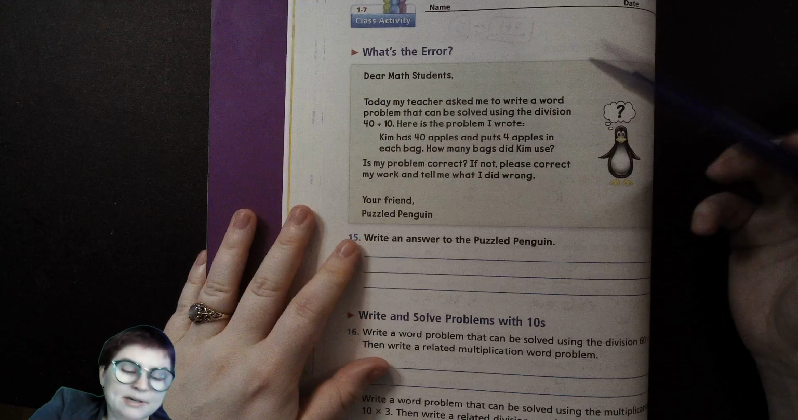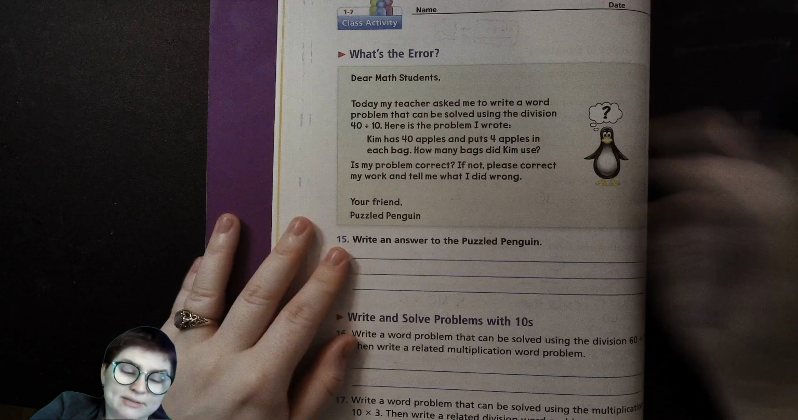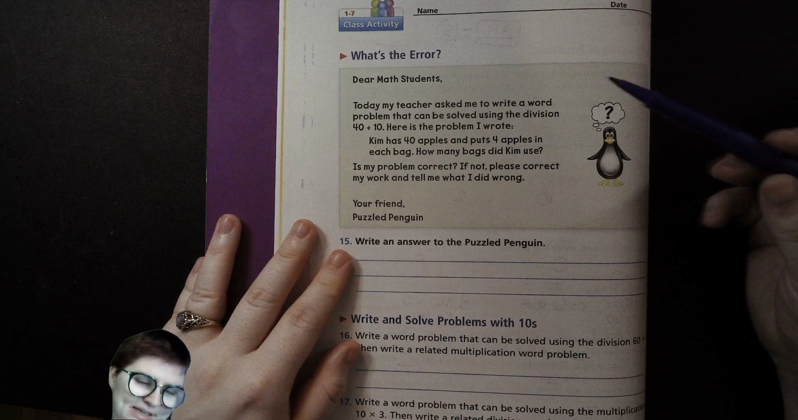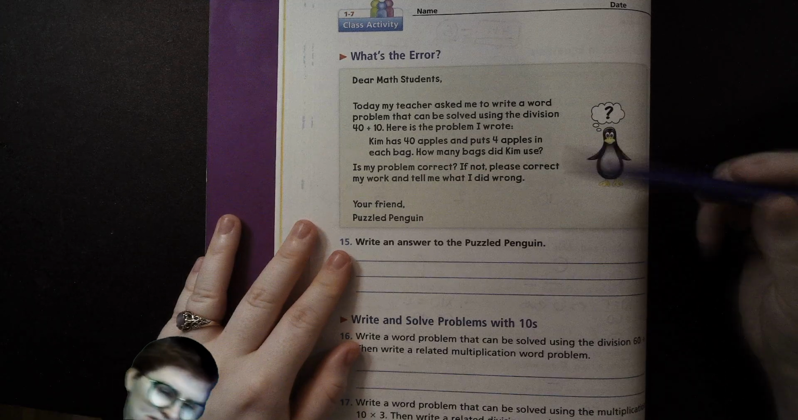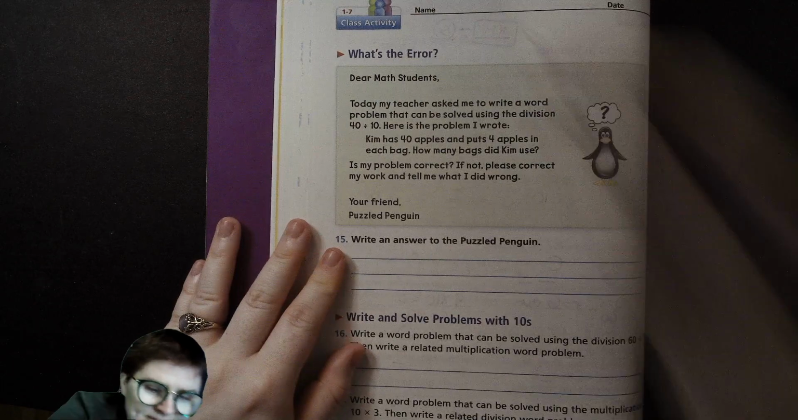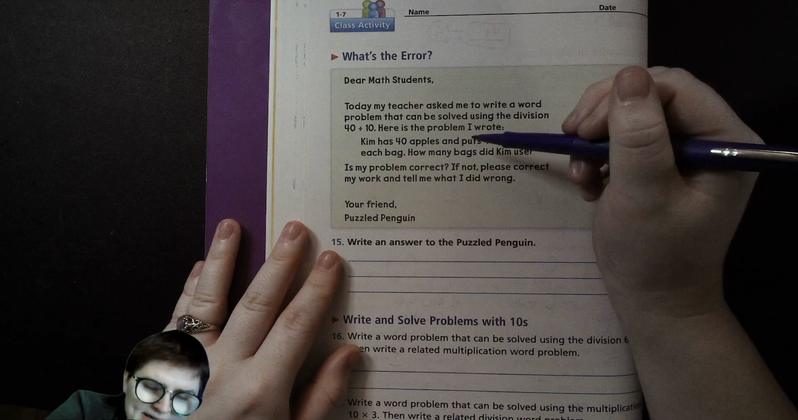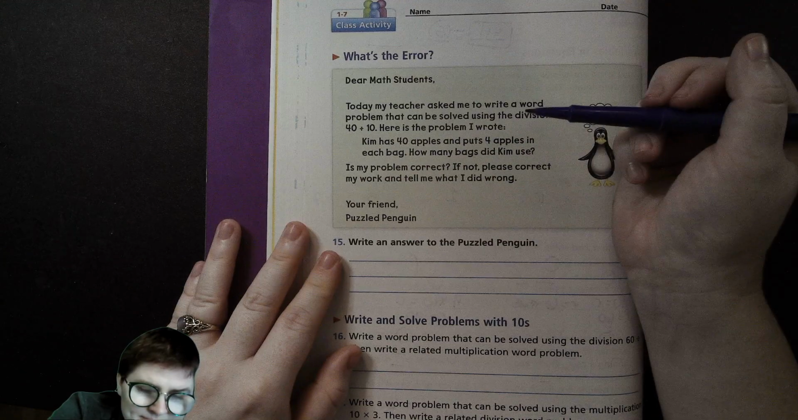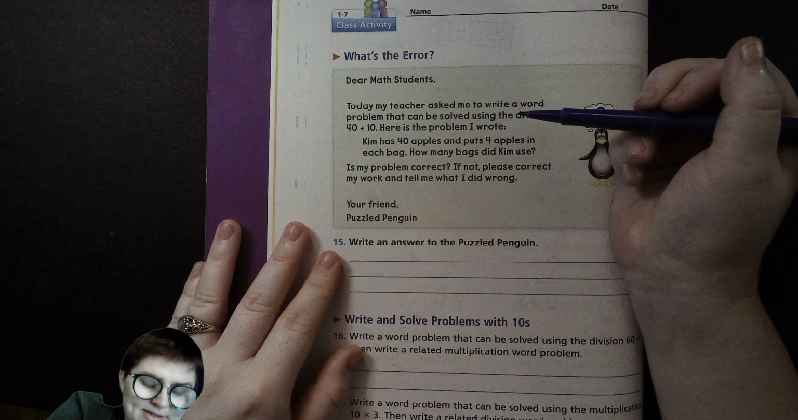Here we go. We got a Puzzle Penguin. Remember, Puzzle Penguin always gets it wrong, but he makes mistakes that lots of kids make, so that's why we talk about him, but he's doing his best, you know, trying. Dear math students, today my teacher asked me to write a word problem that can be solved using the division 40 divided by 10. Here is the problem I wrote. Kim has 40 apples and puts 4 in each bag. How many bags did Kim use? Is my problem correct? If not, please correct my work and tell me what I did wrong.